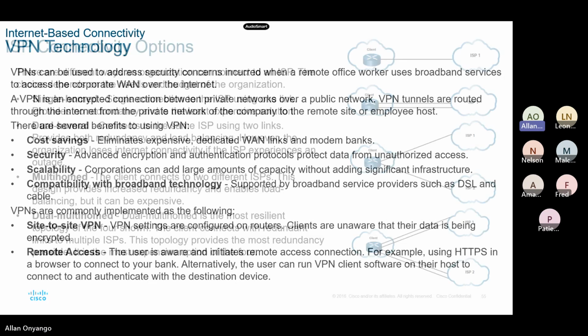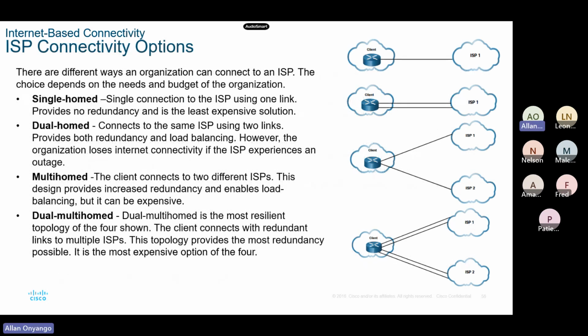Now, in terms of ISP connectivity options, we have the following. You can have single-homed connectivity, where you are getting internet from one ISP. Dual-homed, where you are getting double connections from the same ISP. The same ISP provides you with two links so that when one link goes down, the other link is still available, but from the same ISP.